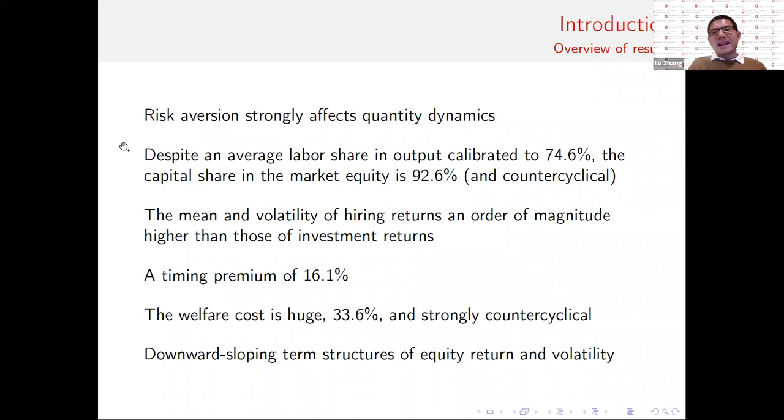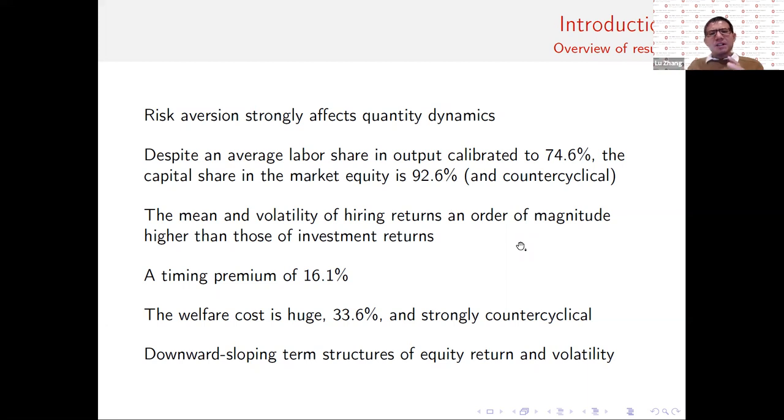It turns out that despite the average labor share of output being calibrated to 74.6%, the capital share in market value of equity is 92.6%, and countercyclical. I'll come back to this point later with more details. At first glance, this result may be surprising, but it turns out to be quite natural. It just took us a while to eliminate some of our own false beliefs.